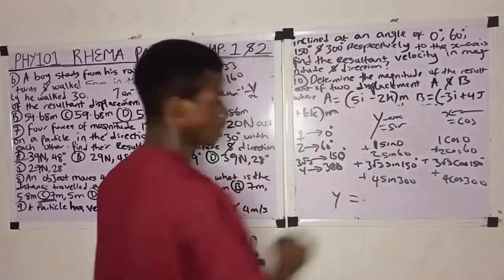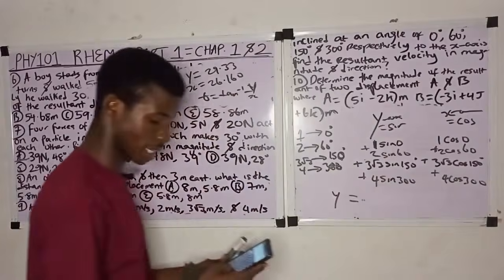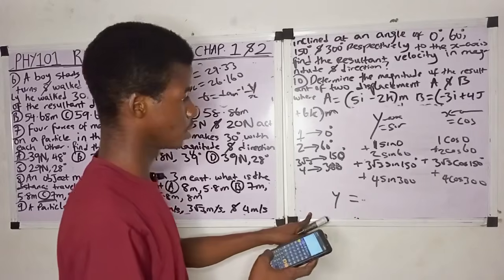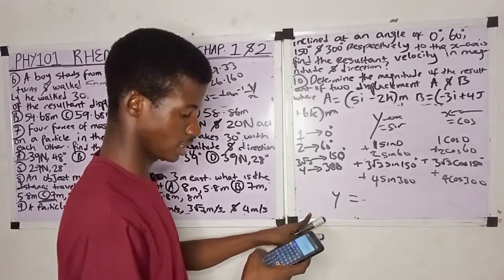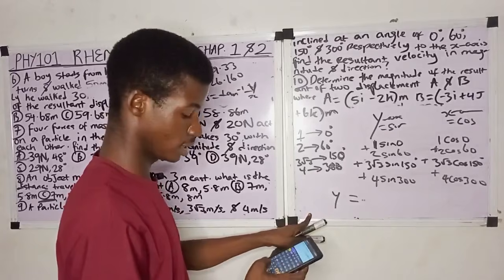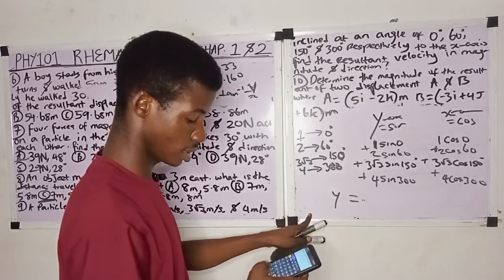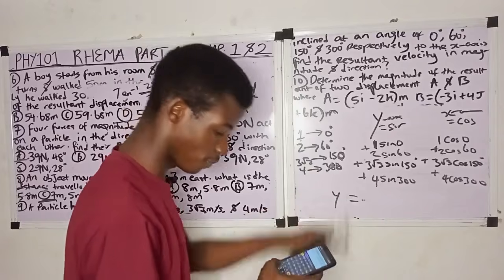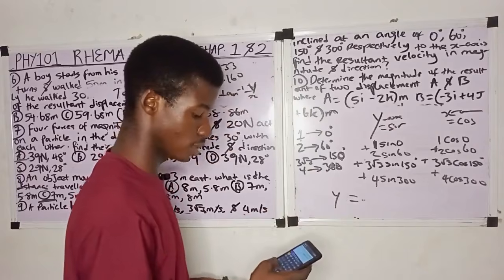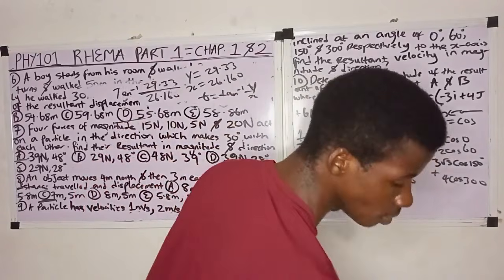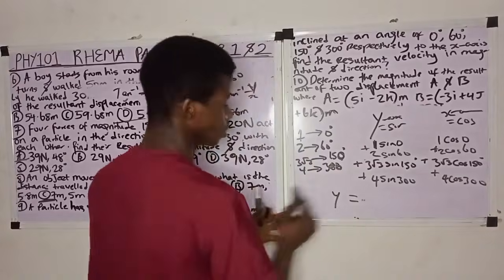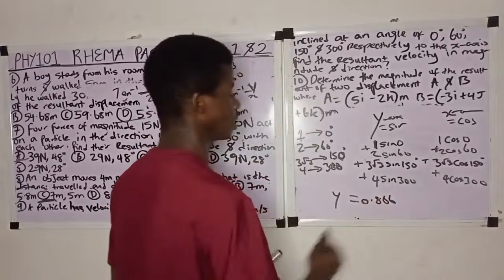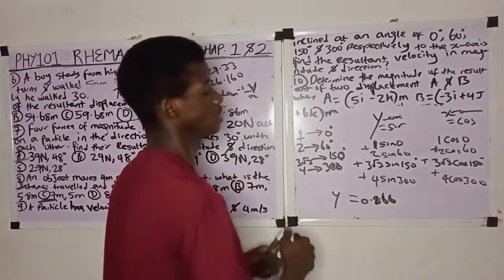So I realized earlier, so let me do it again. Let me start with this part, and be fast. 1 sine 0 plus 2 sine 60 plus 3 root 3 sine 150, then plus 4 sine 300. So I want to say 0.866. Okay, 0.866.